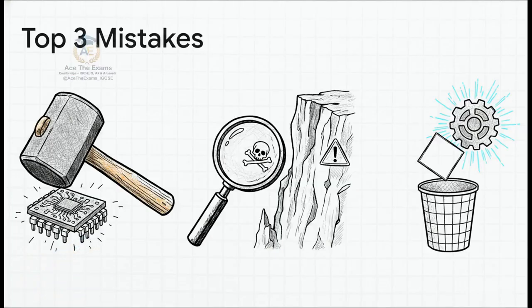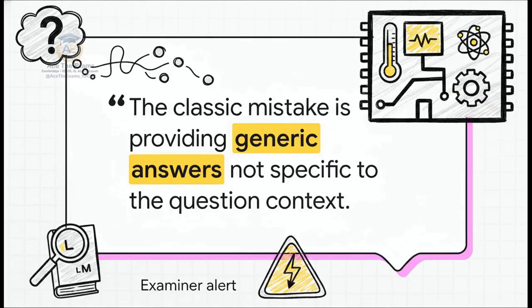And third, providing generic answers. If I show you a flawed sample paragraph right now, I guarantee the sentence losing marks is the one that sounds like it was copied straight out of a textbook without referencing the scenario. Let's zero in on that last point because it is the absolute ultimate trap. The examiner alert literally reads, "The classic mistake is providing generic answers not specific to the question context."